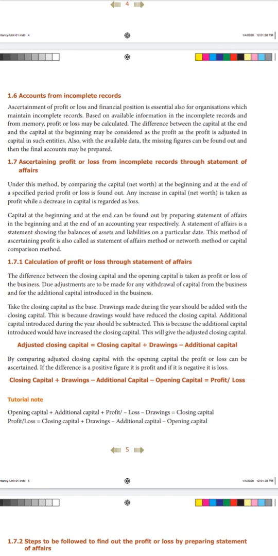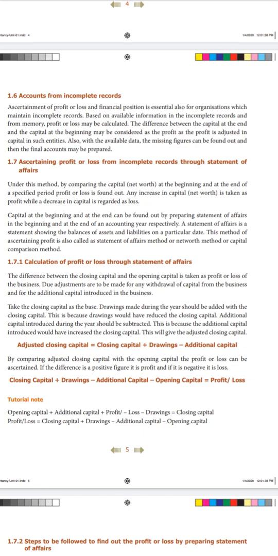And ascertaining profit or loss from incomplete records through the statement of affairs. Here the statement of affairs just resembles your balance sheet, wherein in a balance sheet we enter the liabilities and assets, right? The same thing is followed, but here we call it the statement of affairs instead of balance sheet. Here also we'll be comparing the capital at the beginning and the capital at the end, and based on that we'll either have the profit or loss.